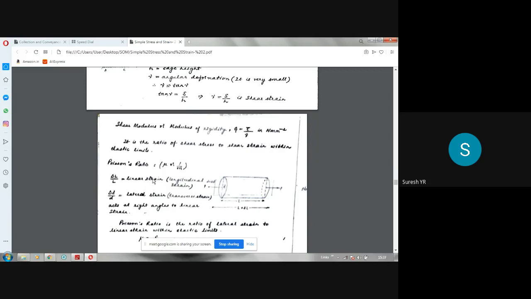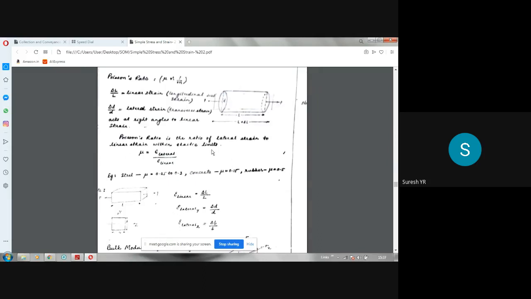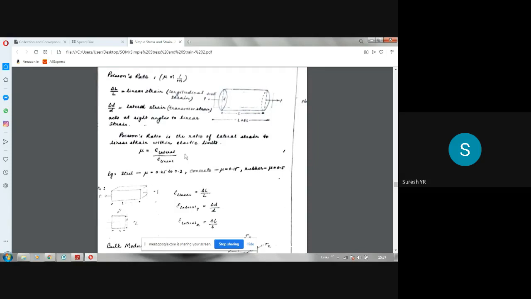Now, if you take the ratio between these two, which act at right angles, Poisson's ratio is the ratio of lateral strain to linear strain within elastic limits. Lateral strain is delta d by d, linear strain is delta L by L. So epsilon lateral divided by epsilon linear is the definition of Poisson's ratio.